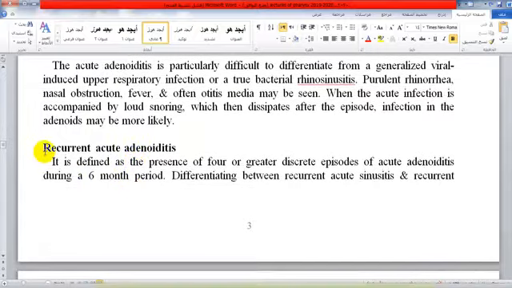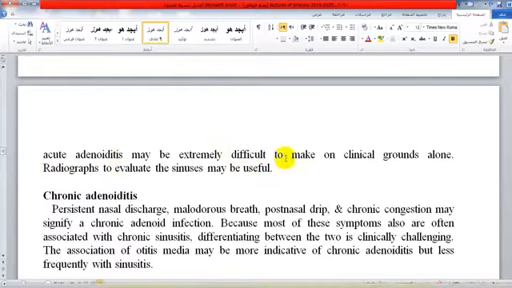Then recurrent acute adenoiditis. It is defined as the presence of 4 or greater discrete episodes of acute adenoiditis during a 6-month period. Differentiating between recurrent acute sinusitis and recurrent acute adenoiditis may be extremely difficult to make on clinical grounds alone. Radiographs to evaluate the sinuses may be useful.